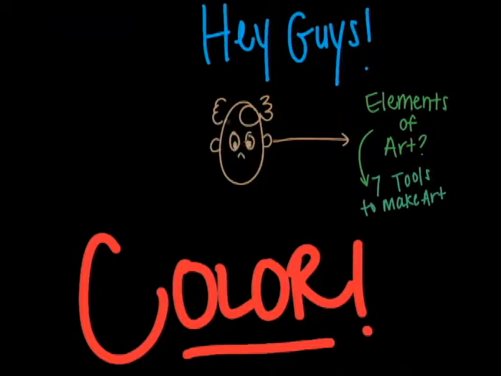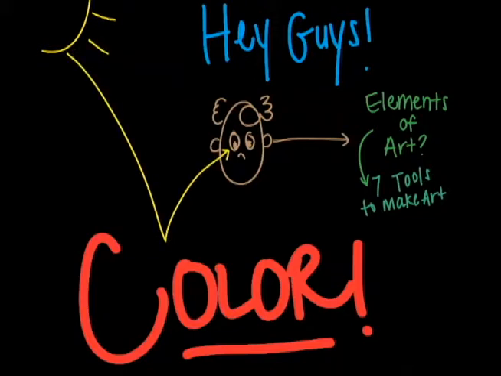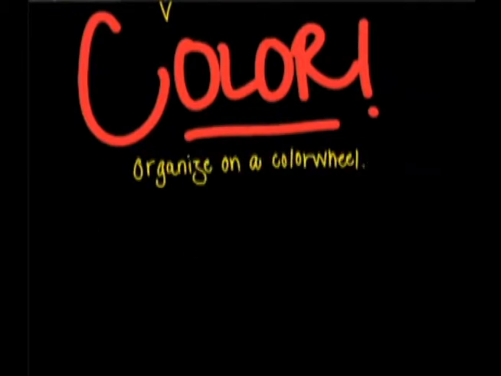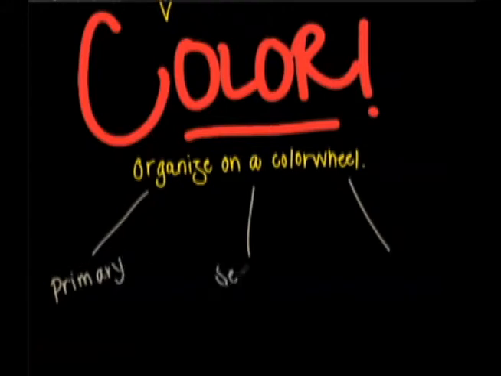Color is what we see when light hits an object and bounces off. Now, when we're dealing with color, we can organize it on what we call a color wheel. And there are 3 different groups that we can separate colors into. Those 3 groups are primary, secondary, and tertiary.